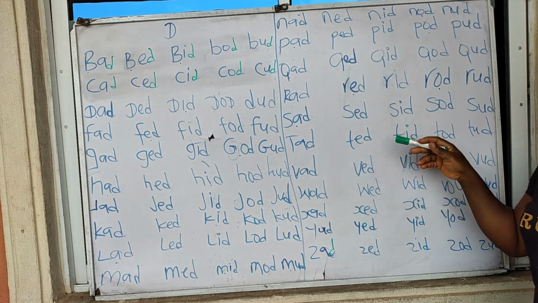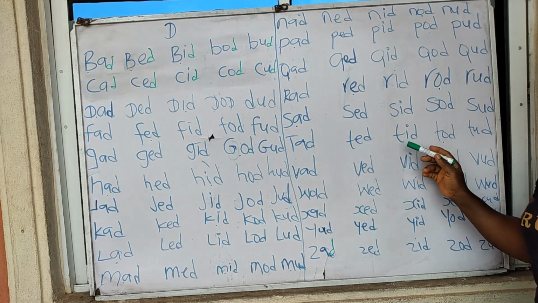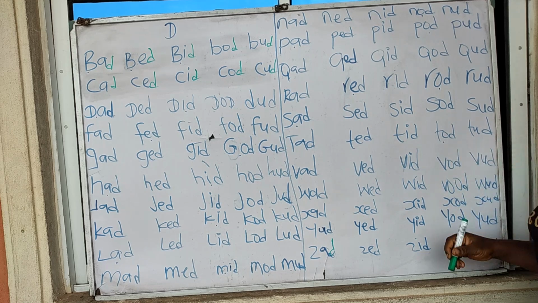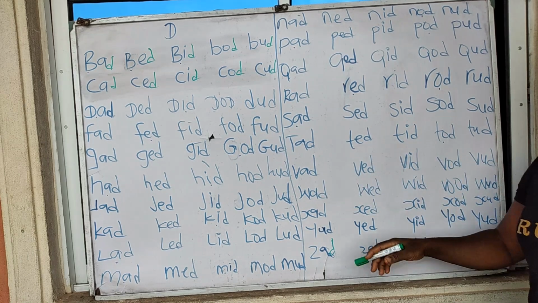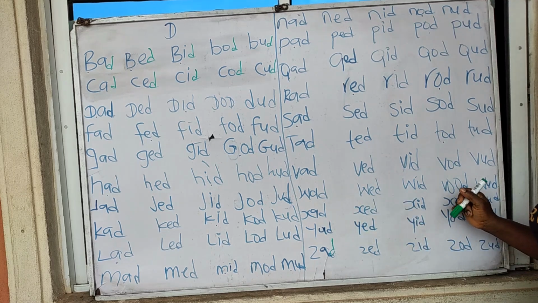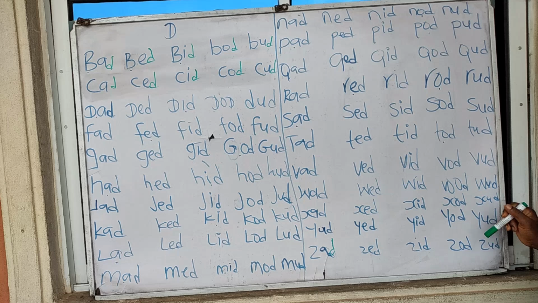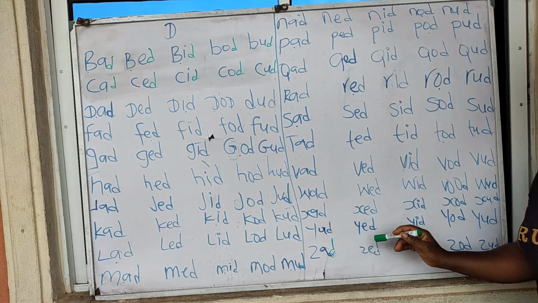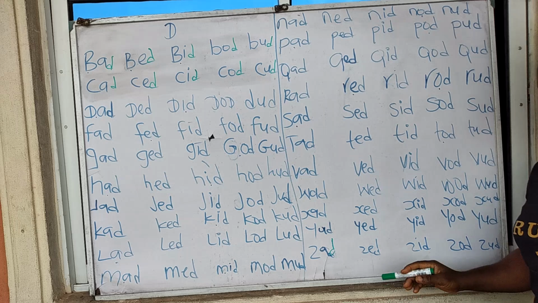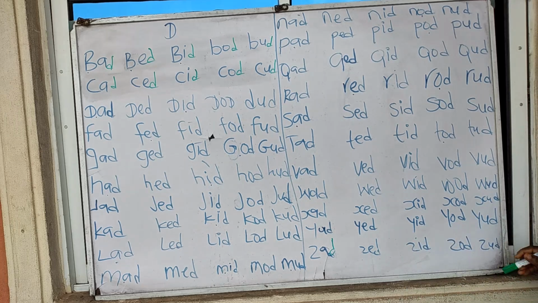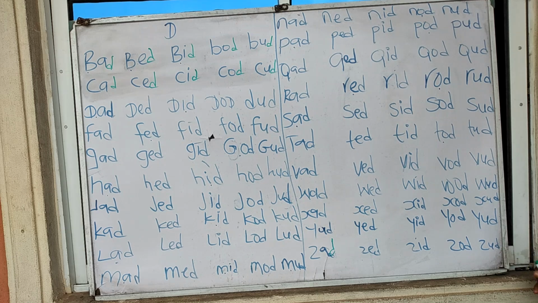Sad, said, seed, sowed, sewed. Tad, ted, did, told, tood. Vad, ved, vid, vod, vood. Wad, wed, weed, wood, wood. Zat, zed, zid, zod, zod. Yad, yed, yid, yod, yud. Zad, zed, zid, zod, zud.